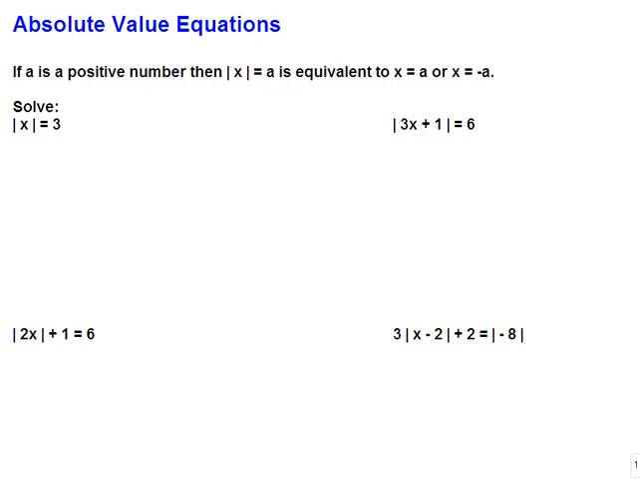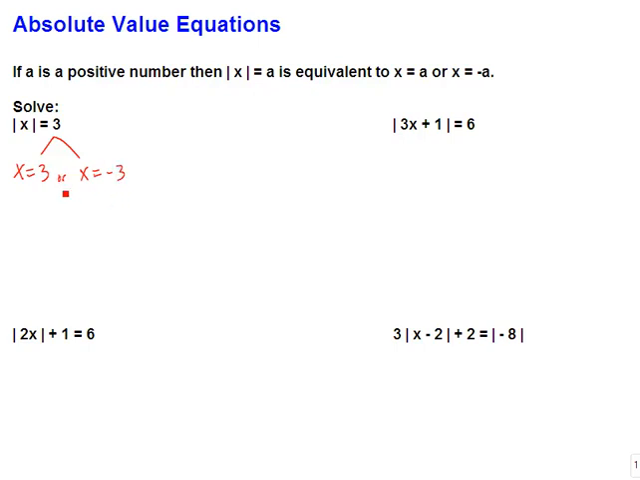The first thing that we need to know is a theorem that basically says that if a is a positive number, then the absolute value of x equals a is equivalent to x equals positive a or x equals minus a. Here's a simple example that demonstrates that. If we have the absolute value of x equals 3, then what this theorem basically says is that we have two solutions. X could be positive 3 or x could be minus 3.